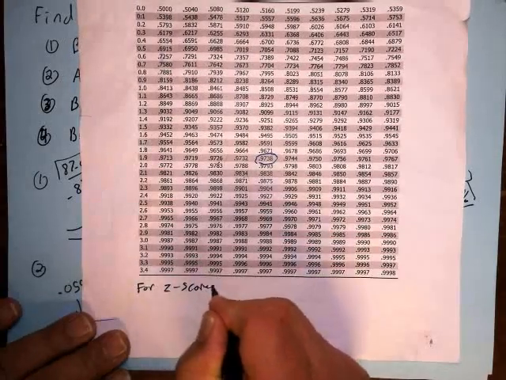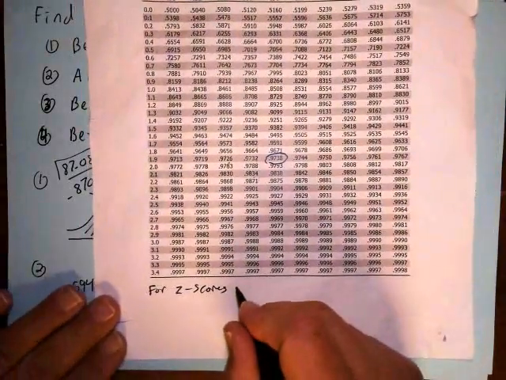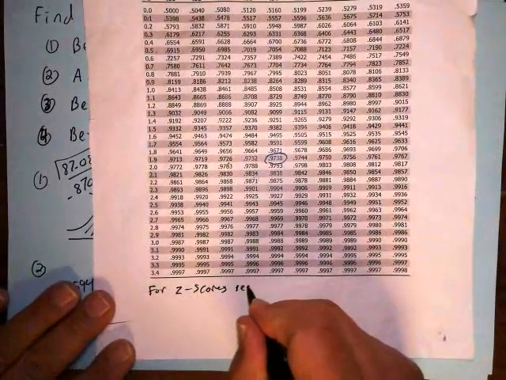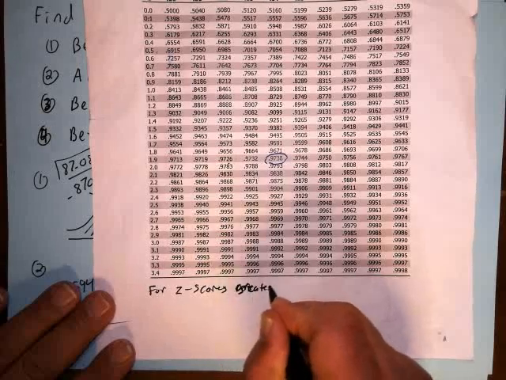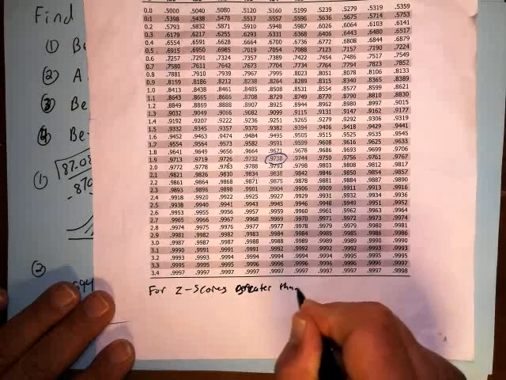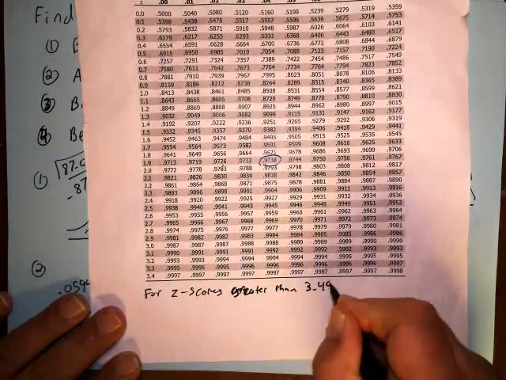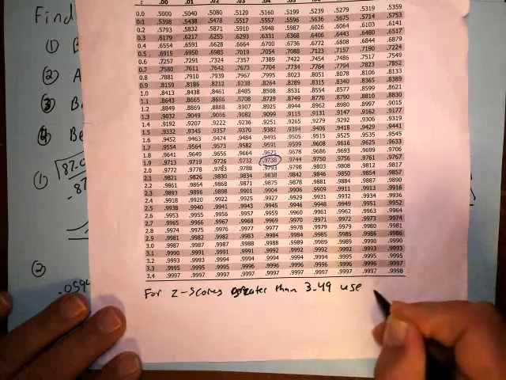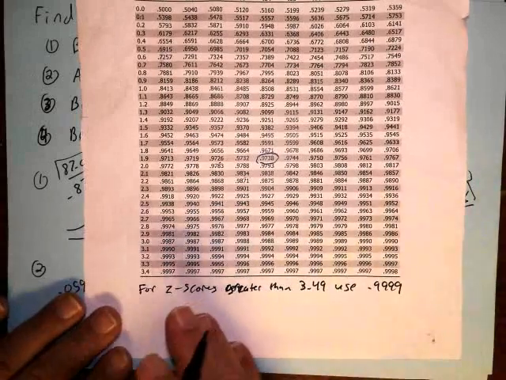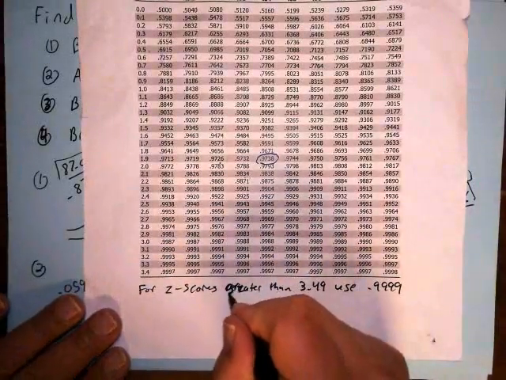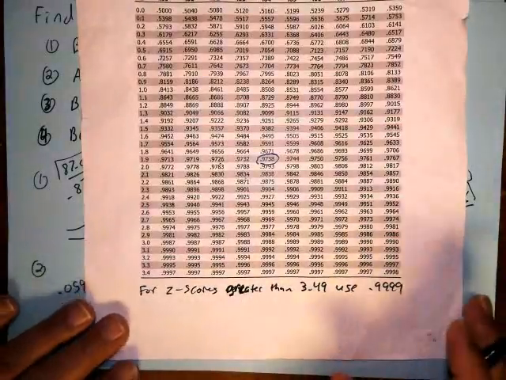And so what you're going to do is, you can write this right on your table on the positive side. For z-scores greater than 3.49, use 0.9999. That's as big as you can get. That's the most area you can get without being 1. Okay? And so that's what you're going to use.